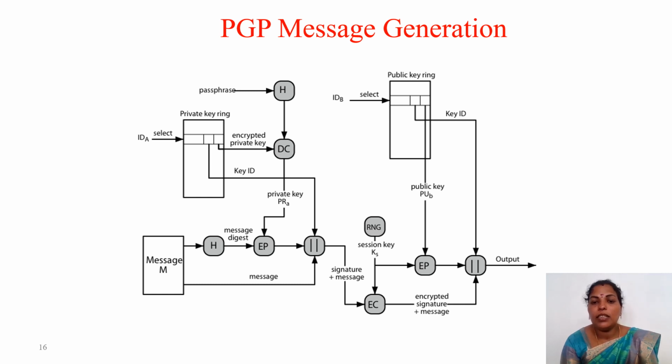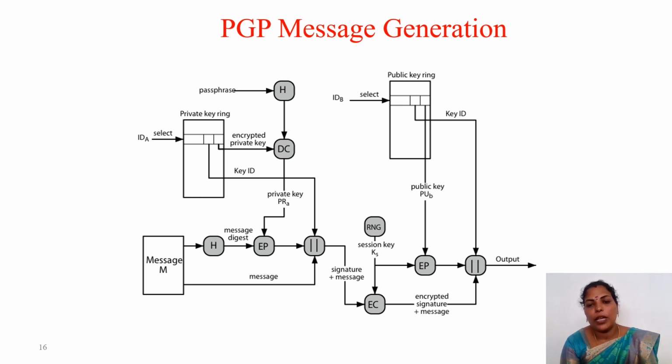Then whatever the concatenated thing is, it is also given here in the private key ring. Then we get the encrypted private key ring, which is decrypted. Here you see, from the passphrase, the hash of the passphrase is generated. Then we get this DC. Finally, the public key ring is also used here.